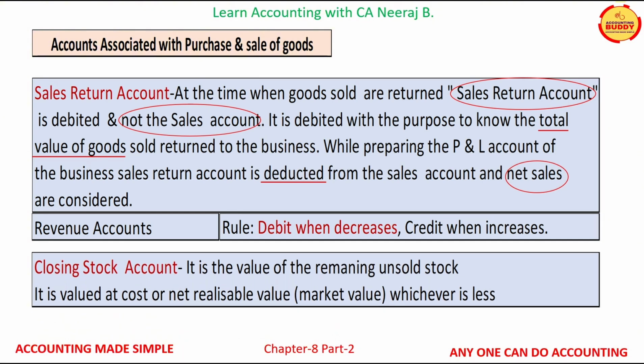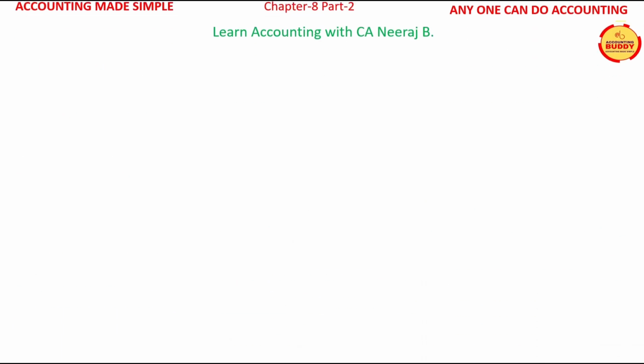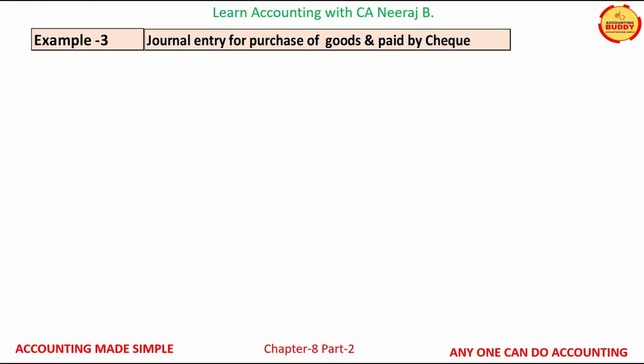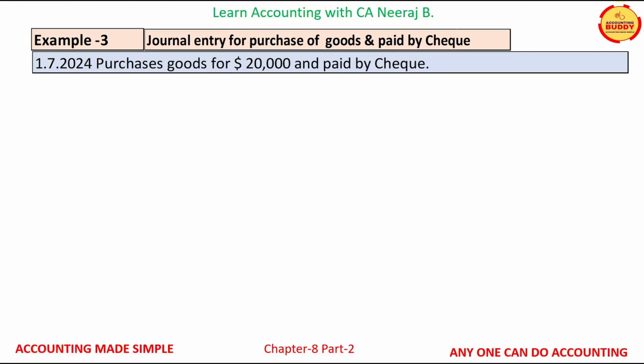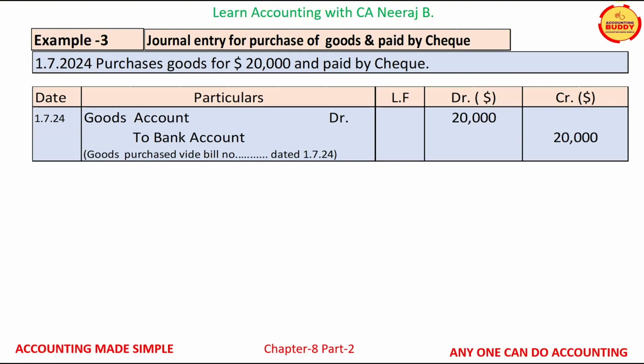Regarding closing stock account, it is the value of the remaining unsold stock. It is valued at cost or net realizable value, whichever is less. Let us understand purchase of goods journal entry with an illustration displayed on your screen. On 1st July 24, goods worth $20,000 are purchased and the payment is made by check. In this transaction, the two accounts which are getting affected are goods account and bank account.